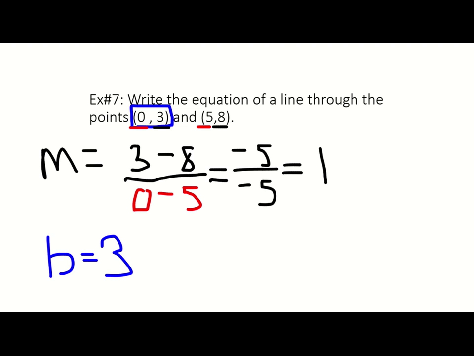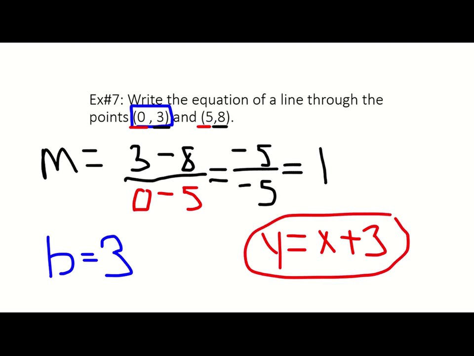My y-intercept is 3. So I'm going to put this all together to say that the equation of my line is y equals mx, which would be 1x or x, plus b, which in this case is plus 3. So y equals x plus 3, or you could have put y equals 1x plus 3.